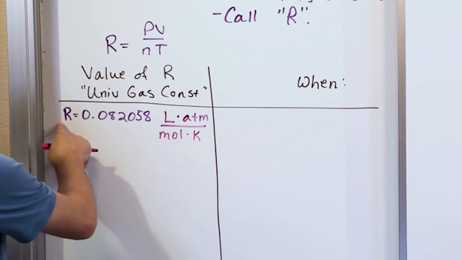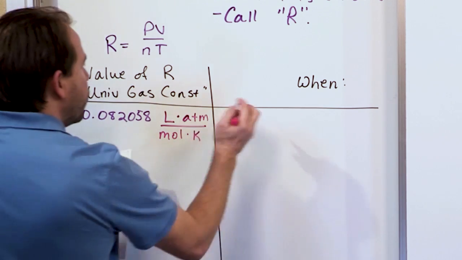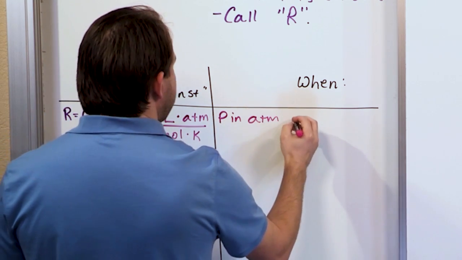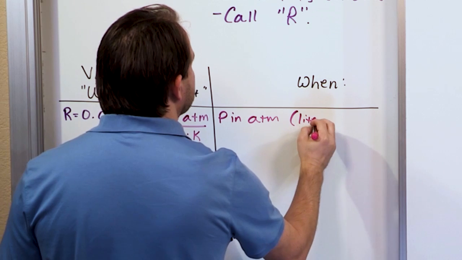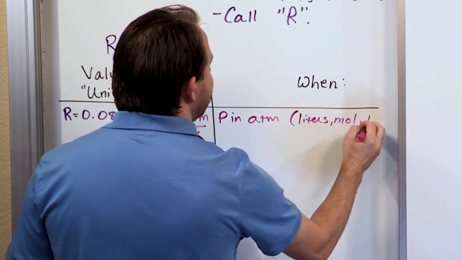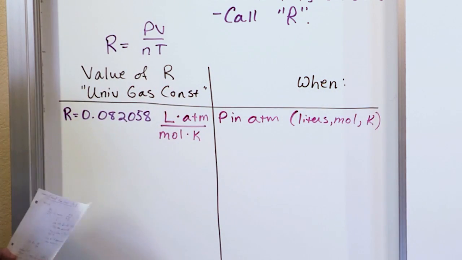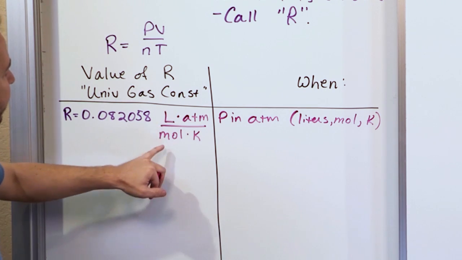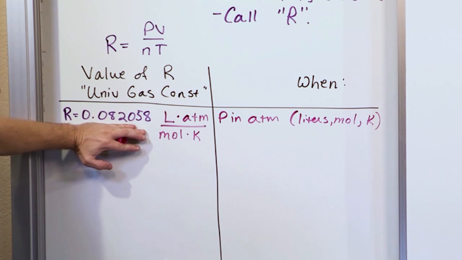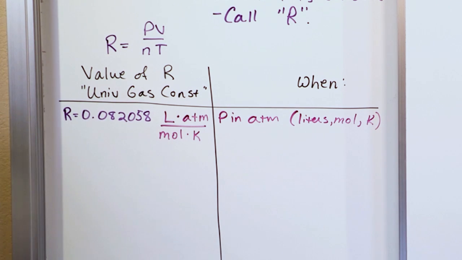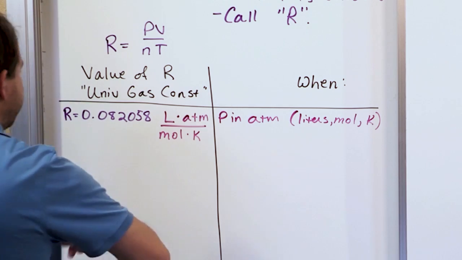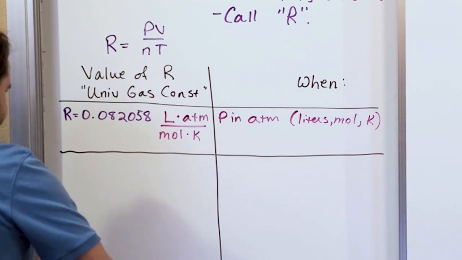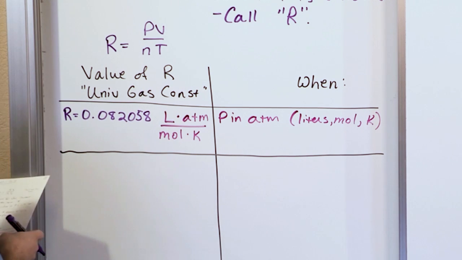So basically, in your problems, you're going to use this value of R when P is in atmospheres, and then, of course, you use liters, moles, and Kelvin. So if I'm doing an ideal gas law problem, which you're going to do a ton of, and you're dealing with liters and atmospheres and mole and Kelvin, then R is always going to take on 0.082058. Okay? But as you know, sometimes in chemistry, you have different units, depending on what the problem is.